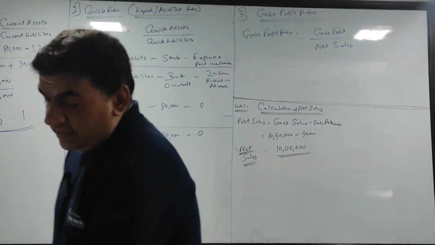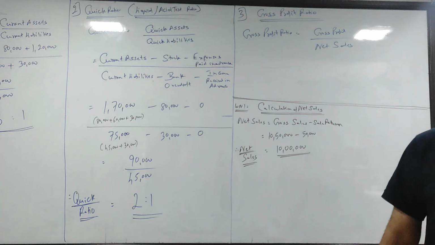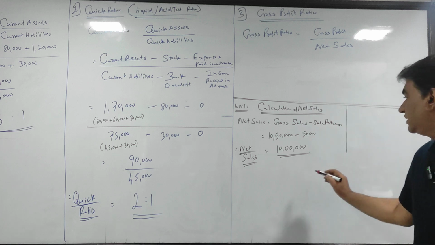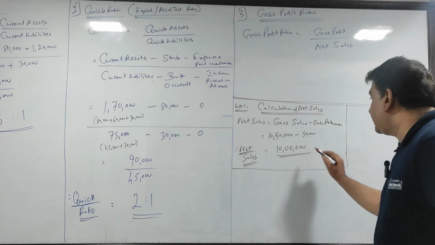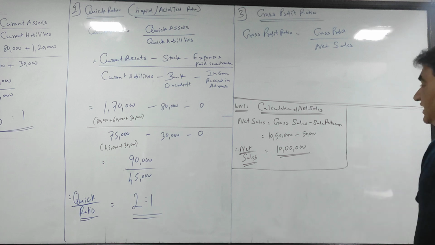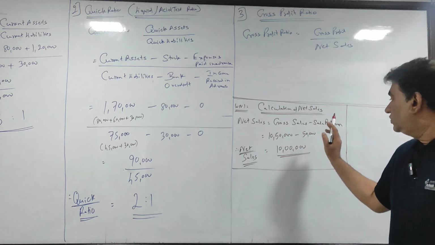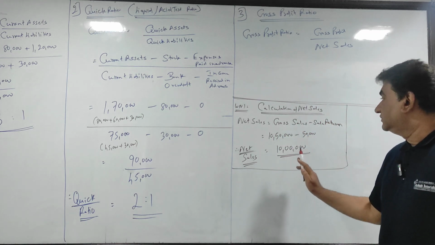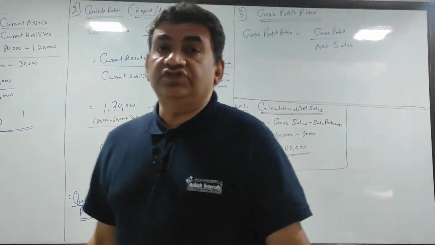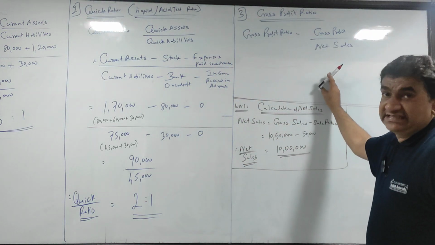Therefore, my net sales is 10 lakhs. Net sales is gross sales minus sales return. So 10 lakh 50,000 minus 50,000 gives you 10 lakhs. So I get the figure of net sales.